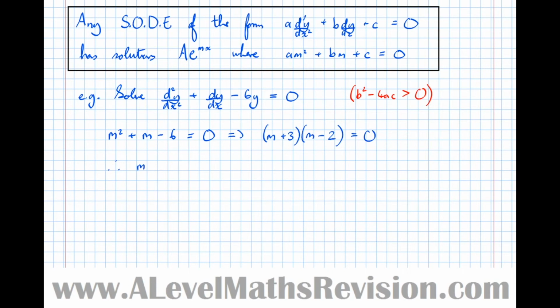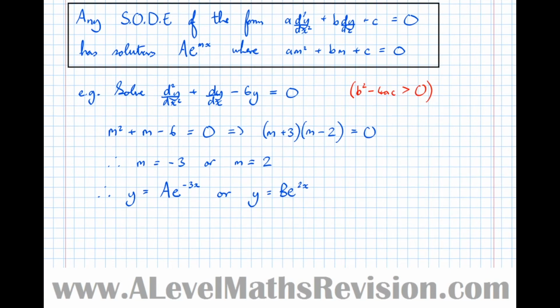Therefore we've got m equals minus 3 or m equals 2. That means that our solutions are y equals a constant times e to the minus 3x, or y equals a constant b times e to the power of 2x. Both of those are valid solutions.